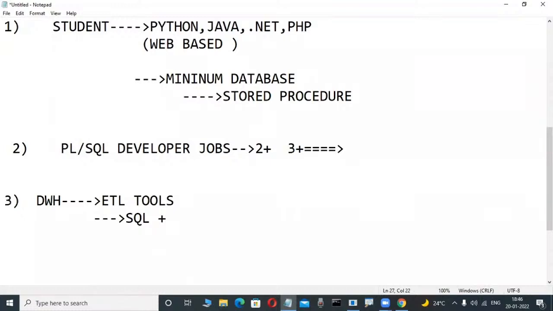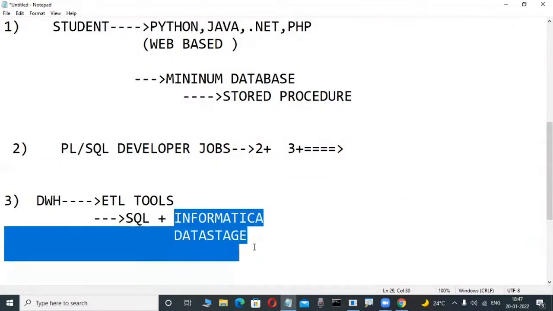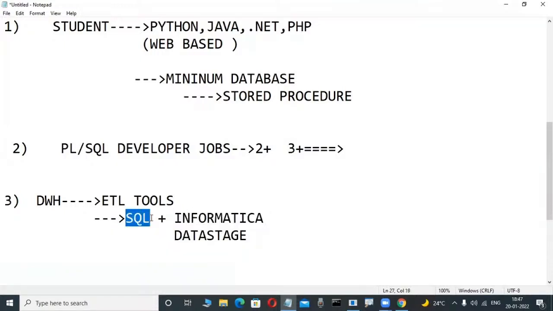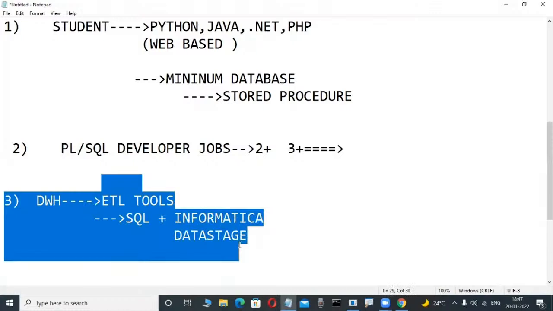Then they learn tools in institutes also. Informatica is a very popular tool, an ETL tool in data warehousing. Again, Talend is a tool there. These ETL tools have a graphical user interface. They are learning, and minimum knowledge is required in SQL. That's why they are learning these courses for these jobs also.